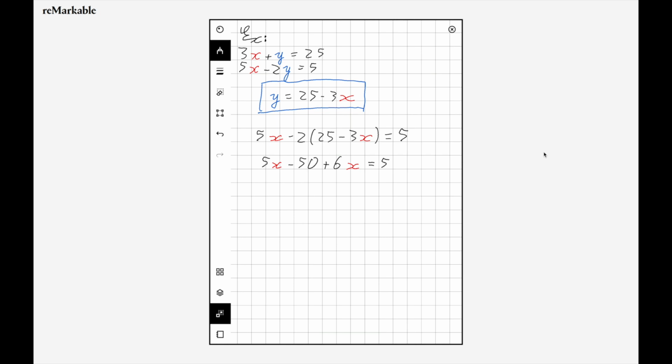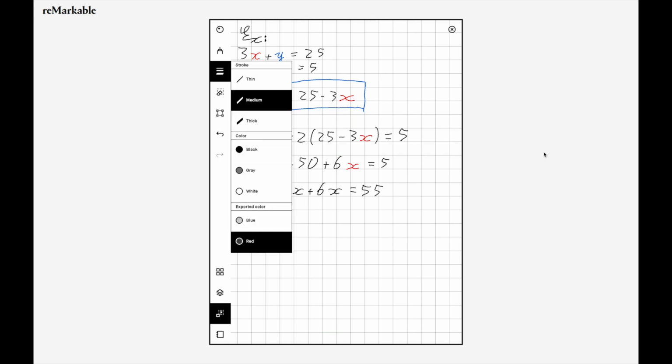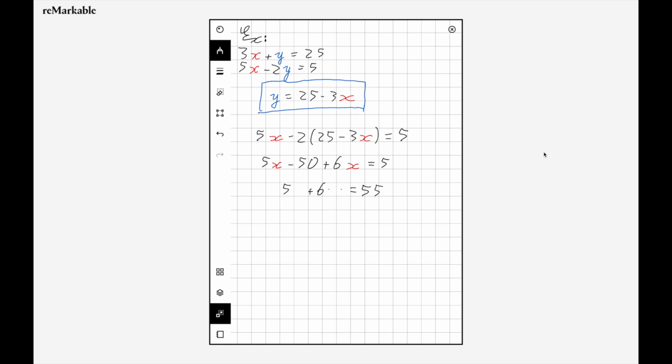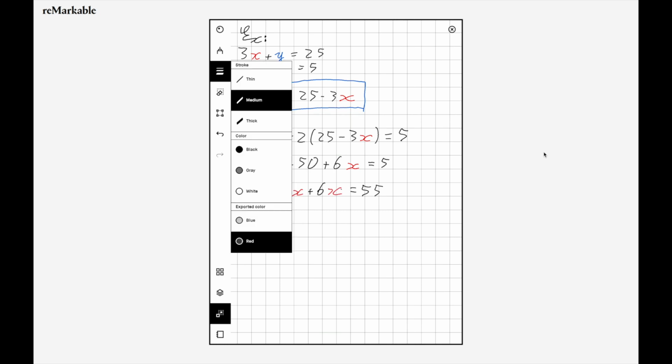Now we want to solve. This time we only have x and numbers, so we can assign a number value to x. Right? We can solve this equation. So let's do exactly that. By adding 50 to both sides, we get 5x plus 6x is equal to 55. Let's make those x's red. 5x plus 6x is equal to 55.